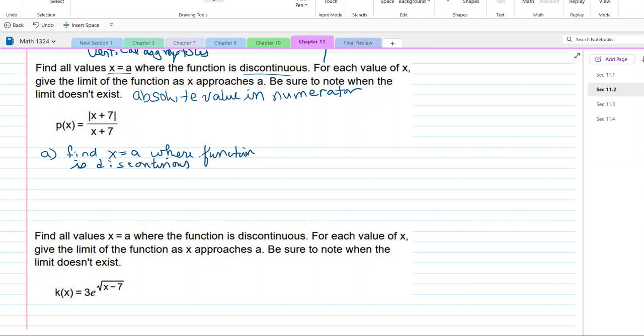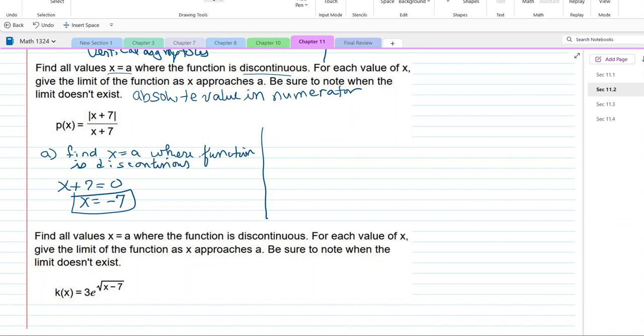All right, so we're going to set the denominator equal to 0 to find a. So x equals -7. All right, but we know that the numerator has x plus 7. So whether it's a negative or a positive, it's going to be approaching 1, as you can tell, because they're the same. But we're going to find that out.